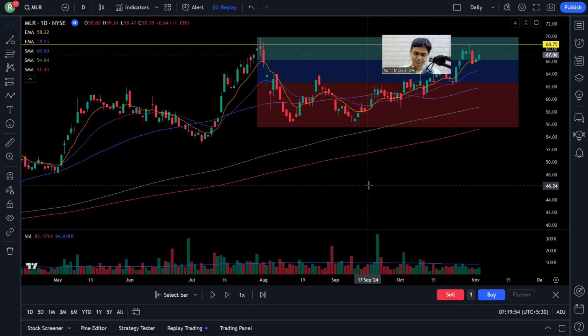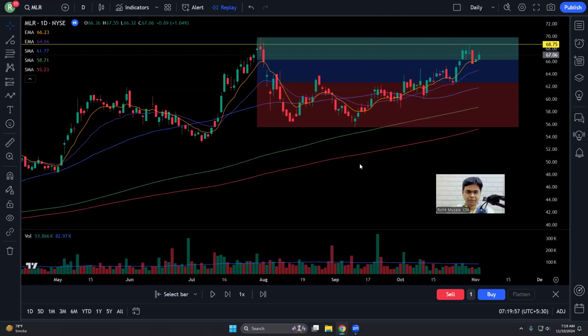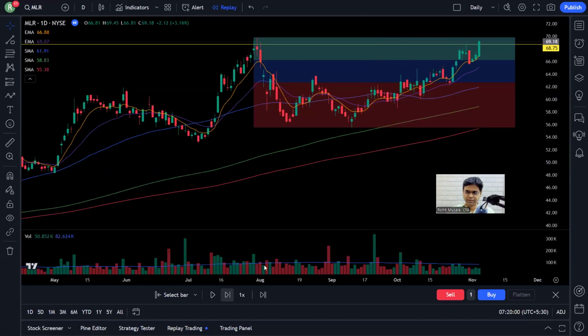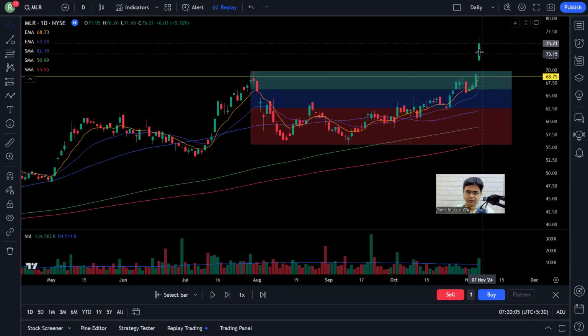Okay. So now let's come to trade execution. For trade execution, see what happened next. The stock broke out, volume was not great. And this was the Trump rally.